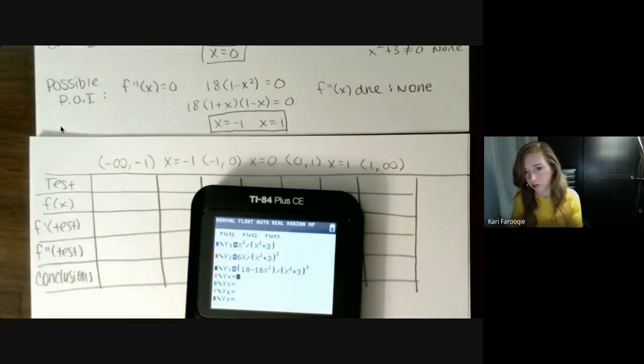Double check everything you entered. Make sure that it matches the data on your paper.